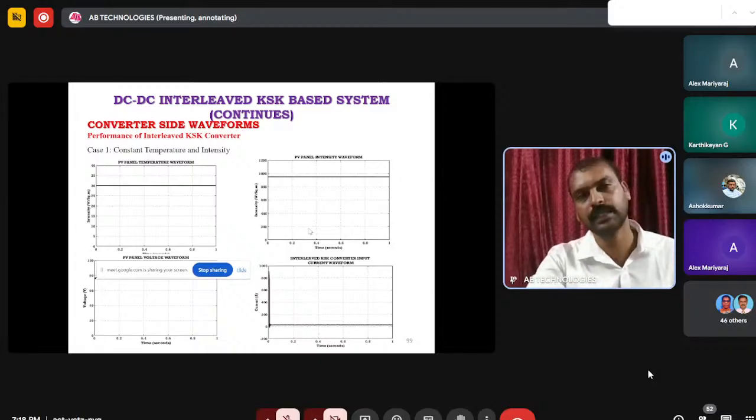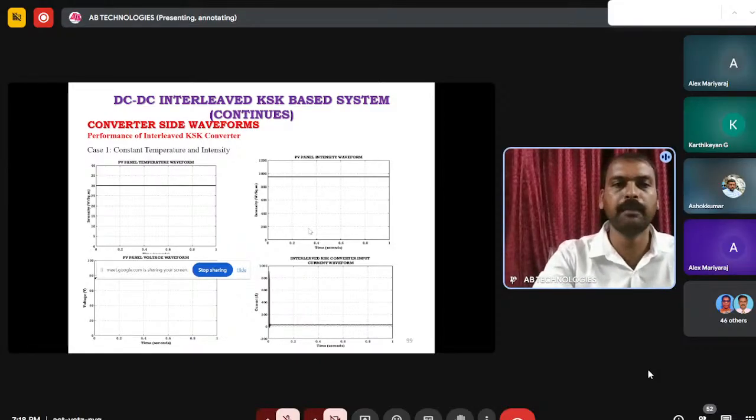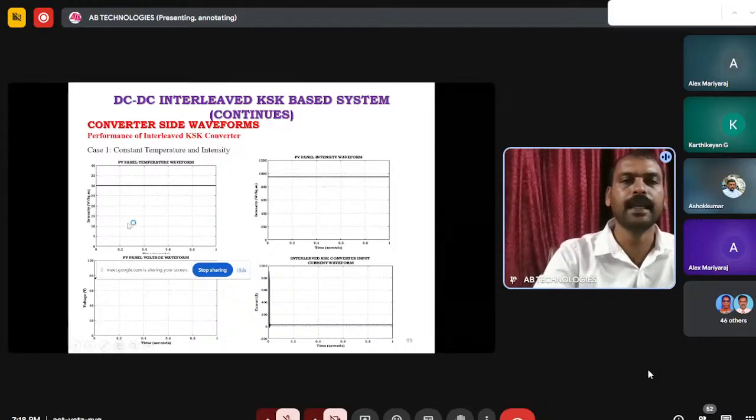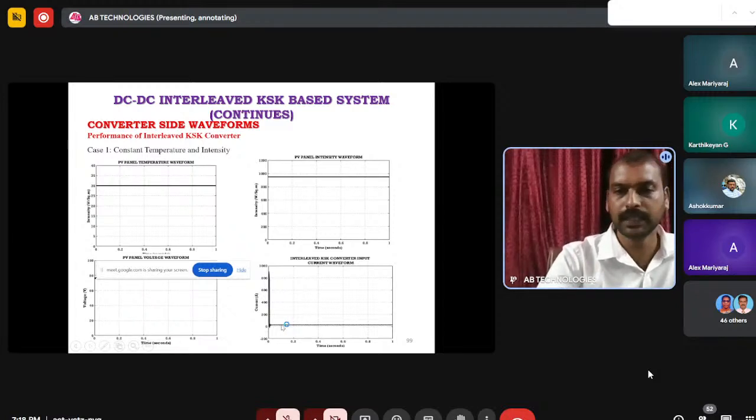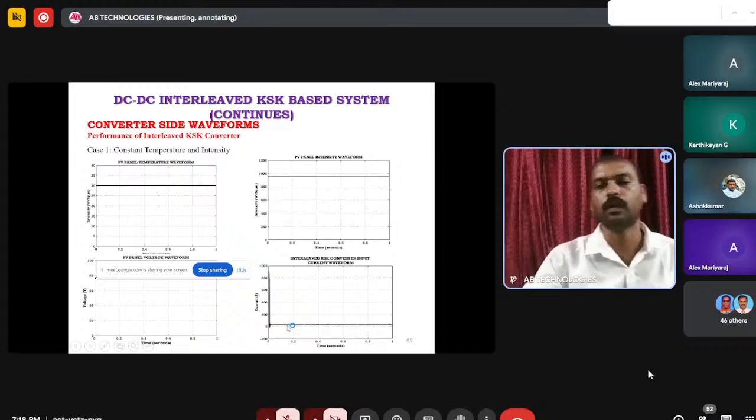So I have tested the converter with constant parameters as well as variable parameters. Initially, 30 degree temperature and 950 intensity is there. You can see the output voltage. Here you can see the current. So the input current is continuous. It's not going to zero.